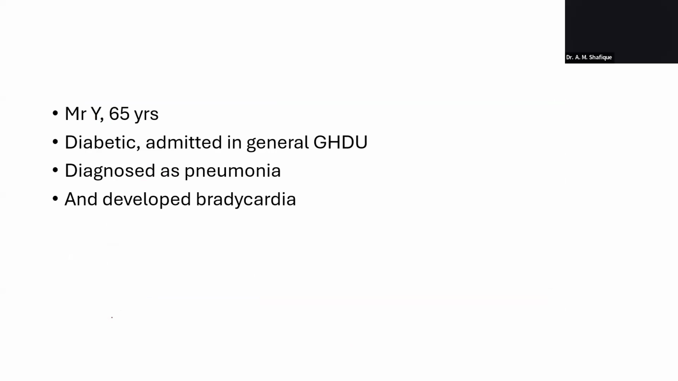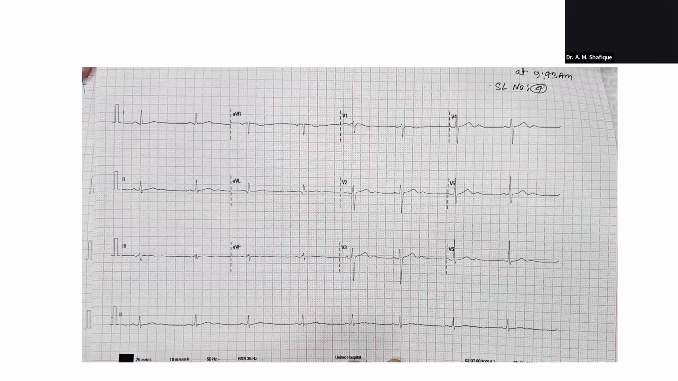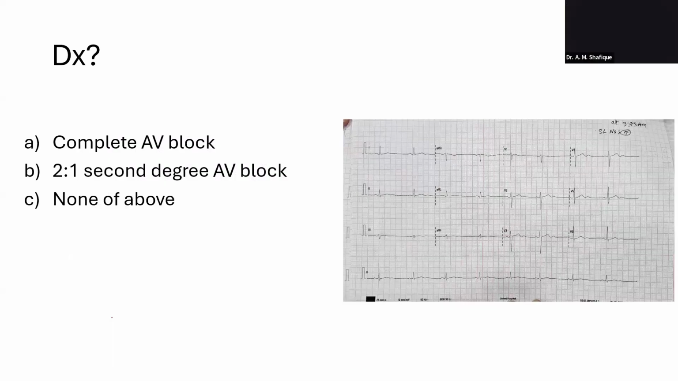A 65-year-old male patient, diabetic, admitted in general HDO, diagnosed as pneumonia and developed bradycardia. That is why they asked me to see the patient. I have seen the patient, and this is the ECG. It's actually a very simple ECG, but I put it here for some reasons. So diagnosis: whether it's complete atrioventricular block, or 2:1 secondary AV block, or none of the above.